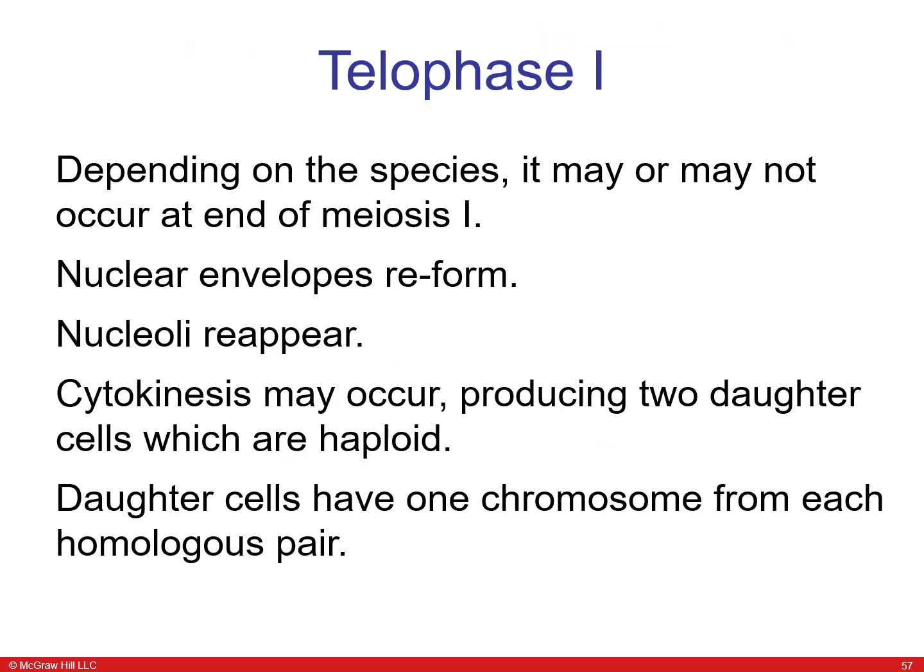Depending on the species, cytokinesis may or may not occur at the end of telophase 1. The nuclear envelopes reform, the nucleoli reappear. Cytokinesis may occur, producing 2 daughter cells, which are haploid, and daughter cells have 1 chromosome from each homologous pair.